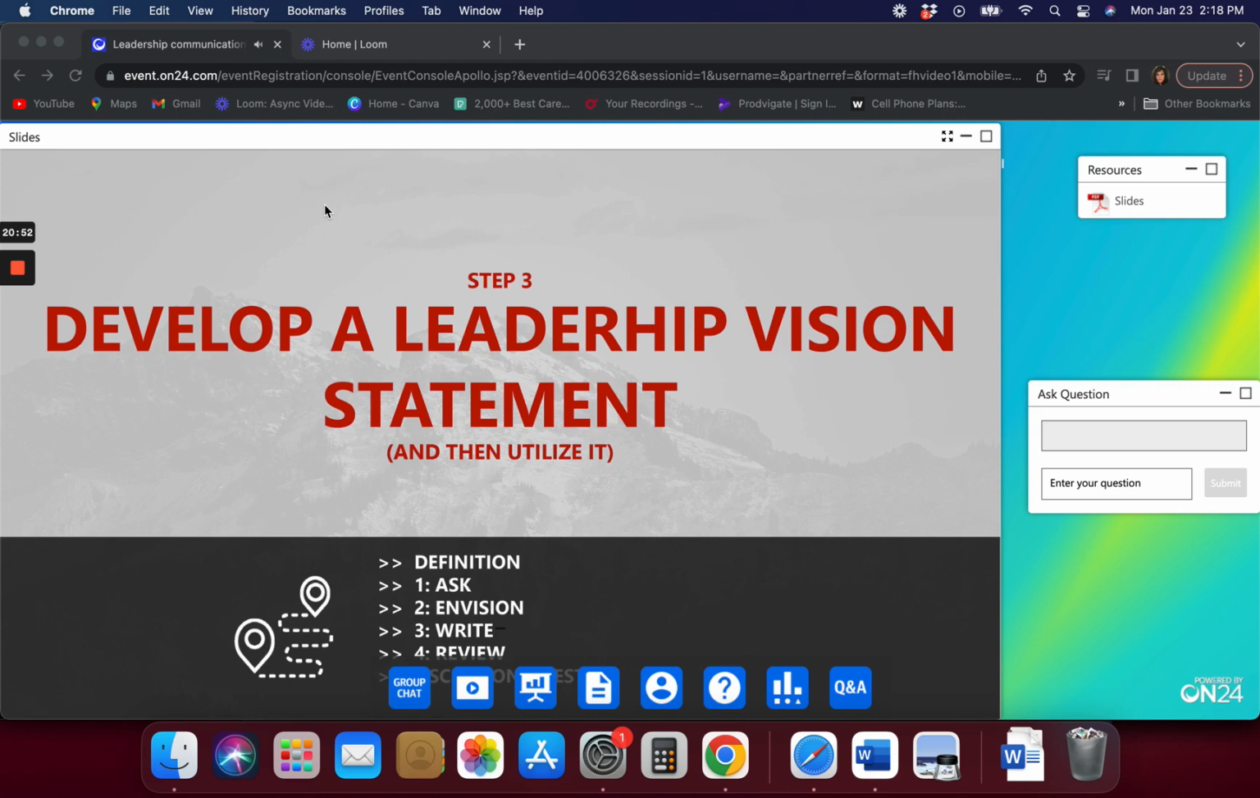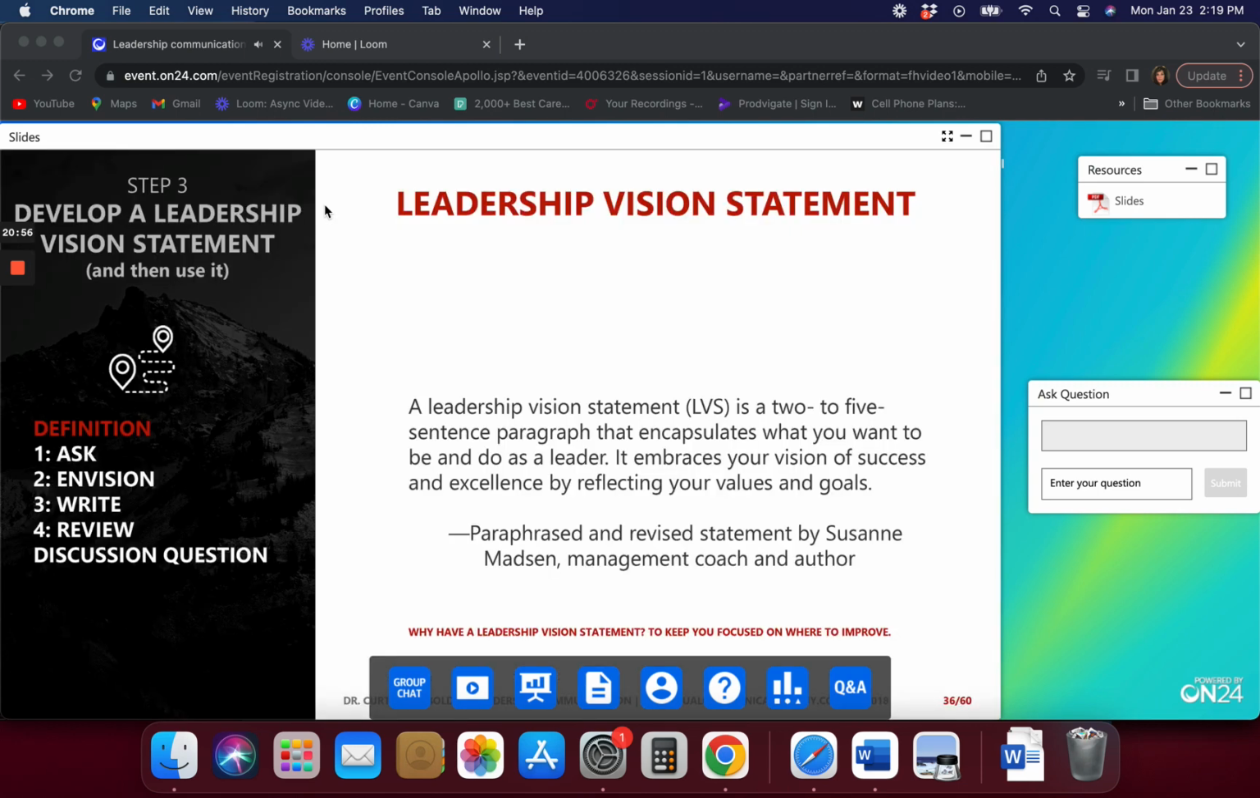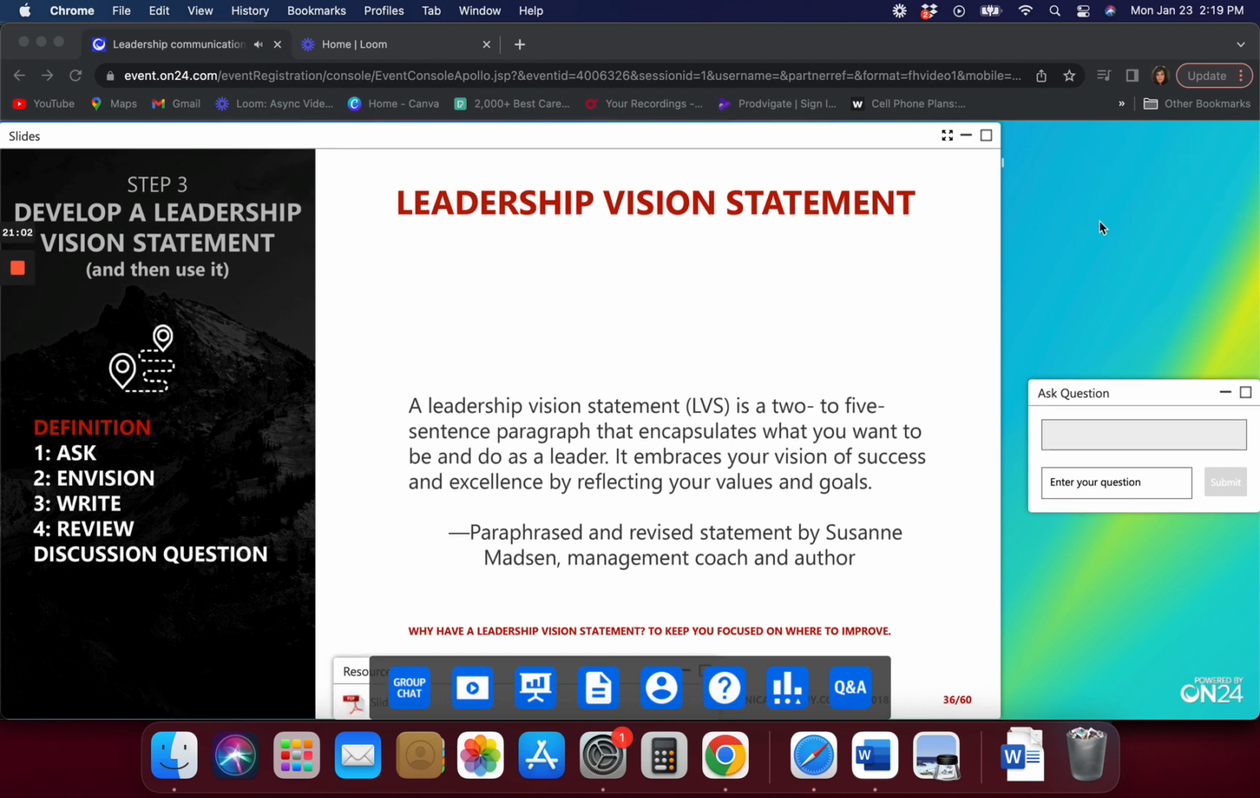So, okay, the leadership vision statement. Let's talk about what this thing is. First of all, this definition comes from Susan Madsen. She's a management coach and author. I like the way that she phrases it. Having a leadership vision statement basically is a way to motivate yourself to improve. It also reminds yourself of how to get better.